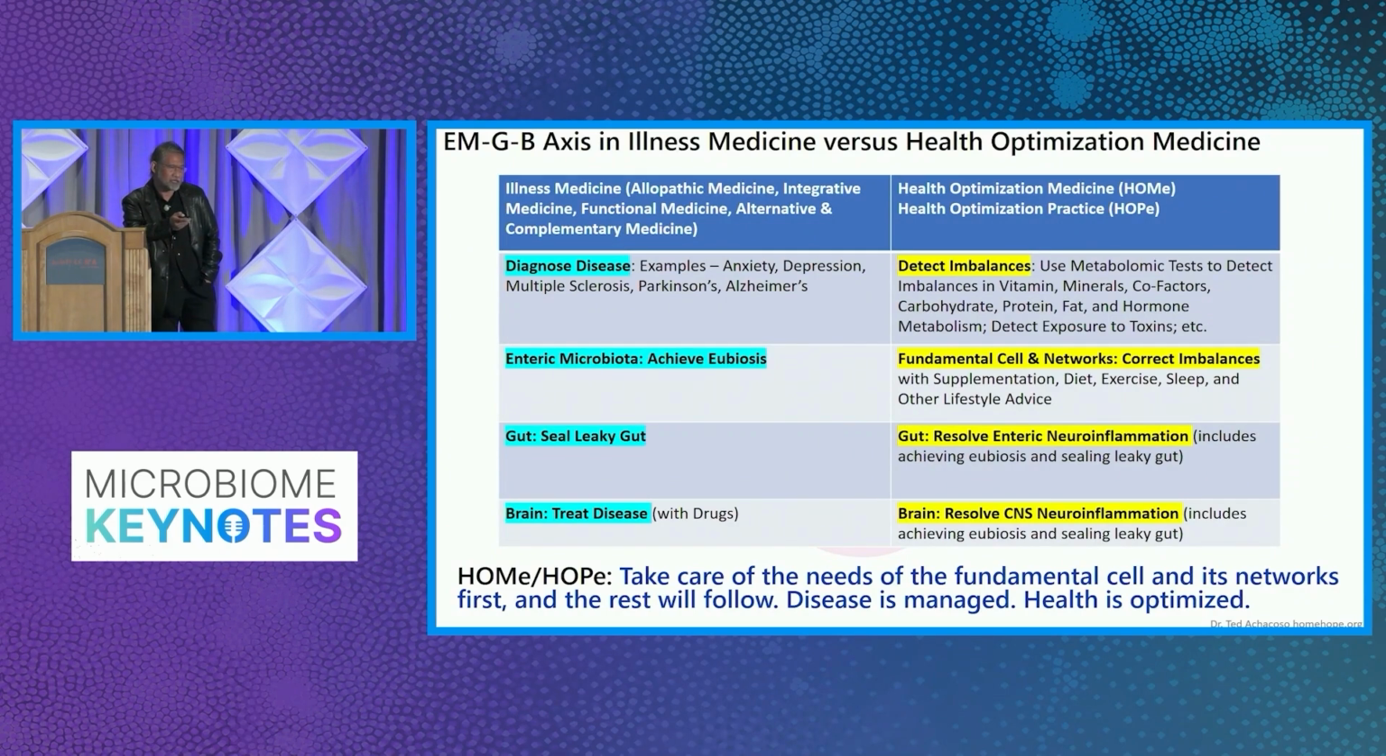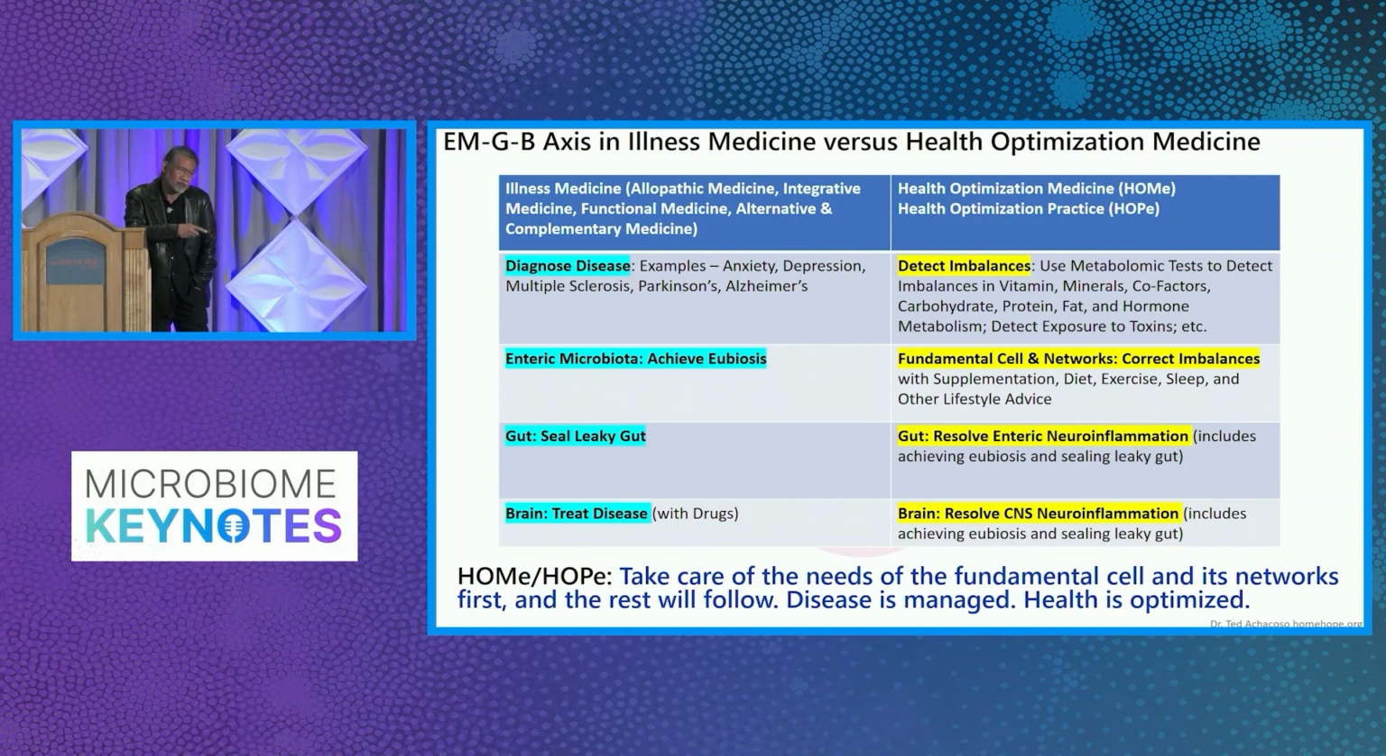Let me just show you the difference in care between illness medicine and health optimization medicine on the enteric microbiota-gut-brain axis, right? The first one is a diagnosed disease. So in illness medicine, you have anxiety, depression, multiple sclerosis, Parkinson's, Alzheimer's. Whereas what we do is we just detect imbalances. We use metabolomic tests to detect imbalances in vitamin, mineral, cofactors, carbohydrate, protein, fat, hormone metabolism, detect exposure to toxins, etc. And then you use the enteric microbiota. Your goal there is to achieve eubiosis. For us, we want to correct imbalances with supplementation, diet, exercise, sleep, and other lifestyle advice, right?